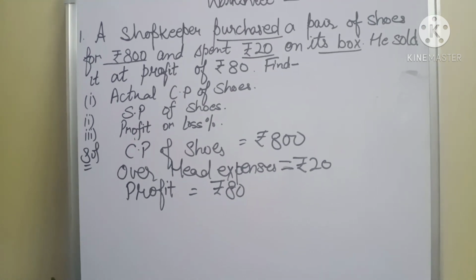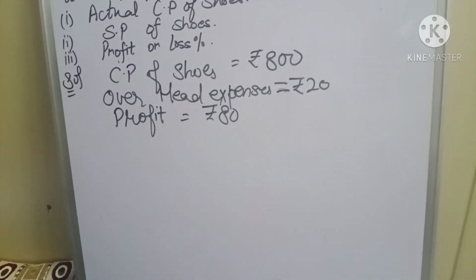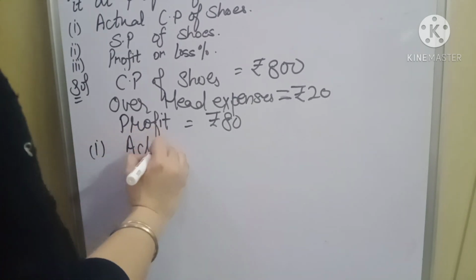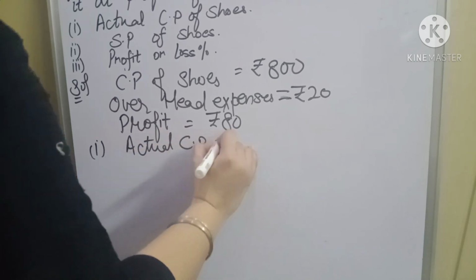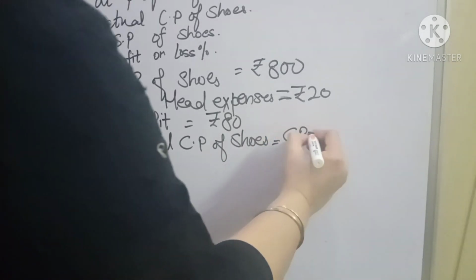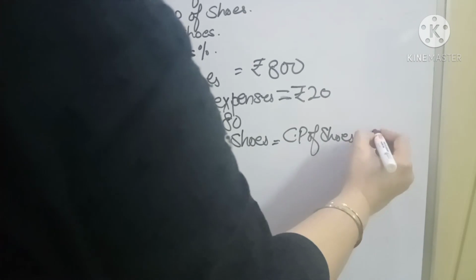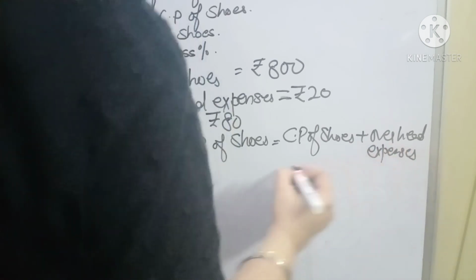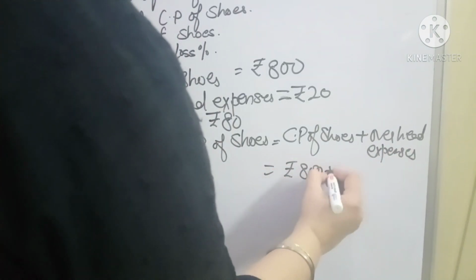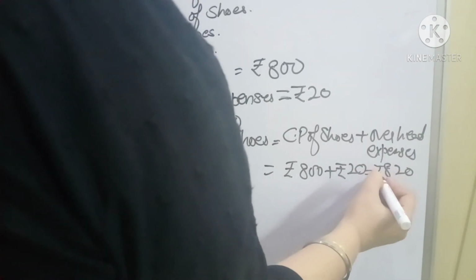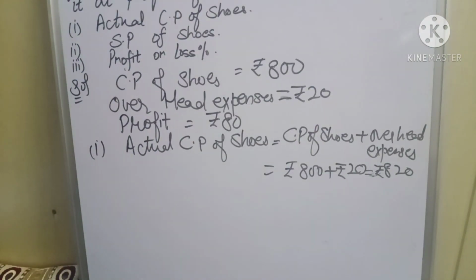Now see, in the first part, they are asking you to find the actual CP of the shoes. Actual CP of shoes is equal to CP of shoes plus overhead expenses. CP is rupees 800 plus rupees 20, which is equal to 820. Hence, the actual CP of the shoes is rupees 820.